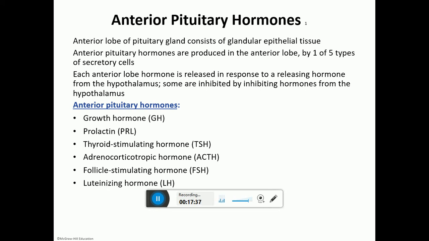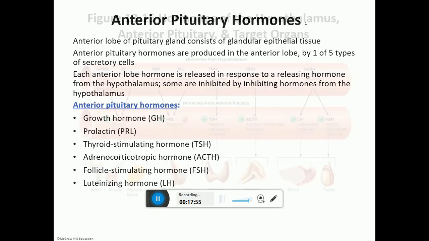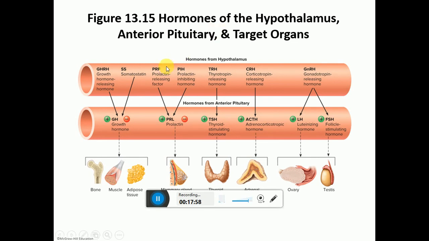The anterior pituitary hormones, we've got growth hormone, prolactin, TSH, ACTH, FSH, and LH. These are all released in response to hormones that are coming out of the hypothalamus. So as you can see here, this bar on the top represents the hypothalamus. This bar on the bottom represents the anterior pituitary. And down here you can see different glands or different tissue. So we'll talk first about the hormones coming from the hypothalamus, for example, growth hormone releasing hormone and somatostatin.